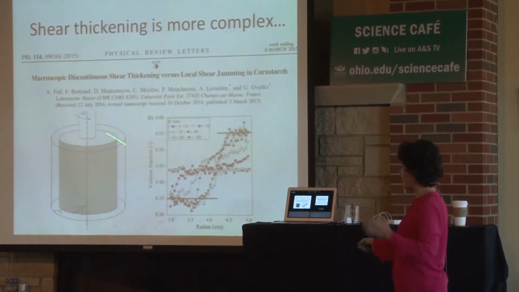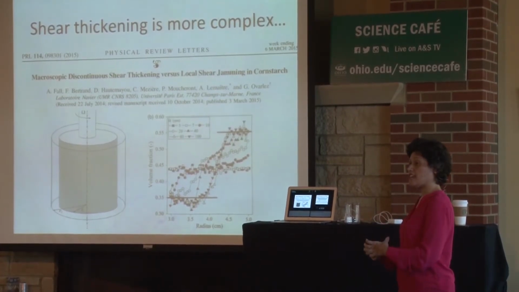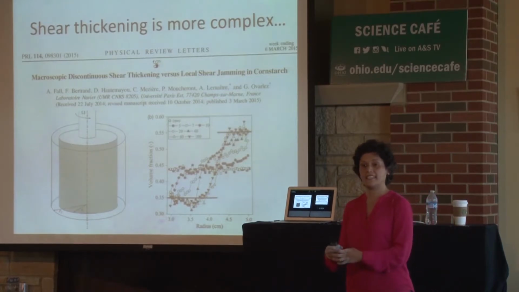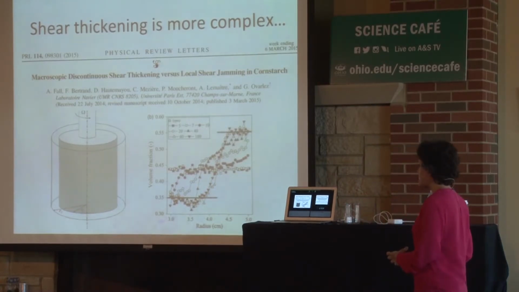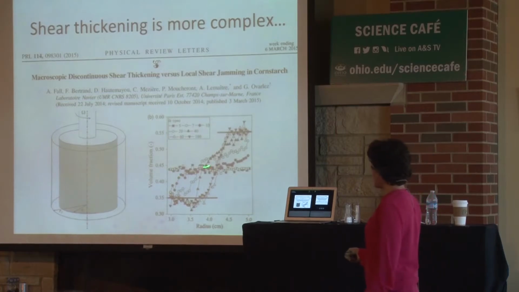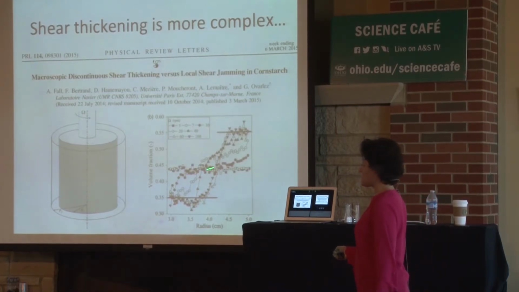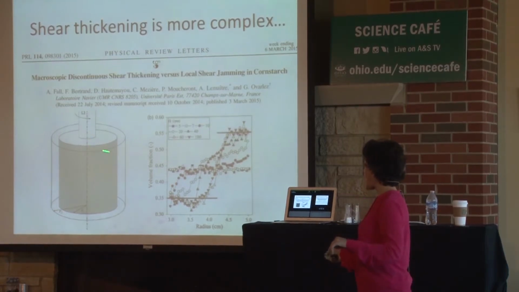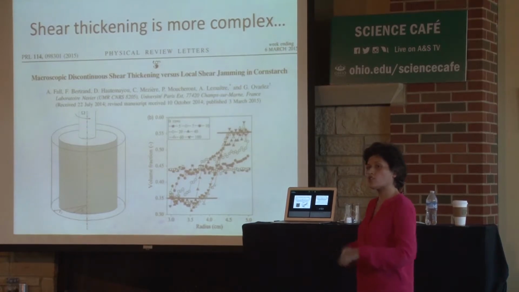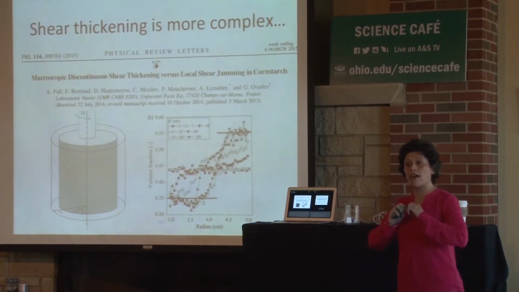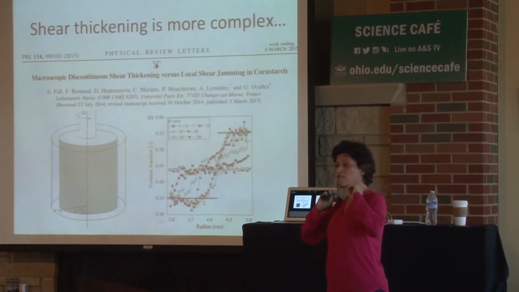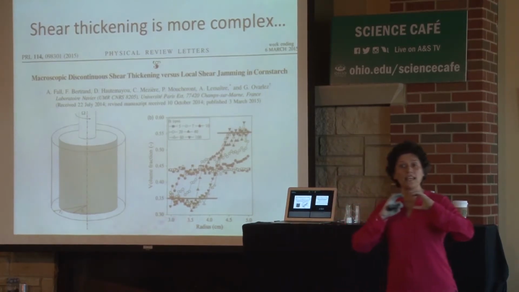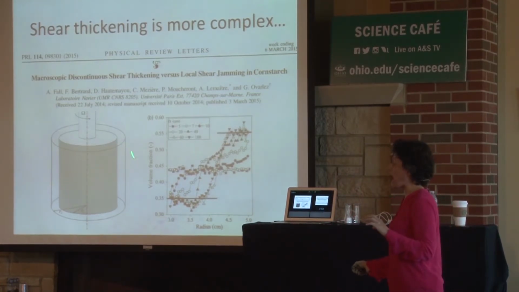They put this Oobleck into this annulus. So you have two cylinders. The inner cylinder is rotating, and this is the density of the grains. The grains are homogeneously distributed across this annulus, and they start to rotate. As they start to rotate, they see that on a very fast time scale, the grains migrate toward the outer cylinder.